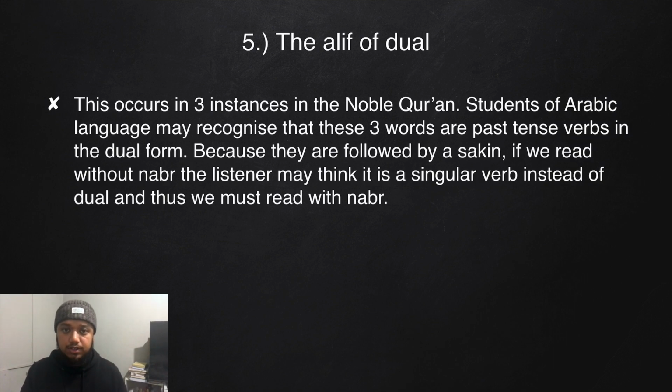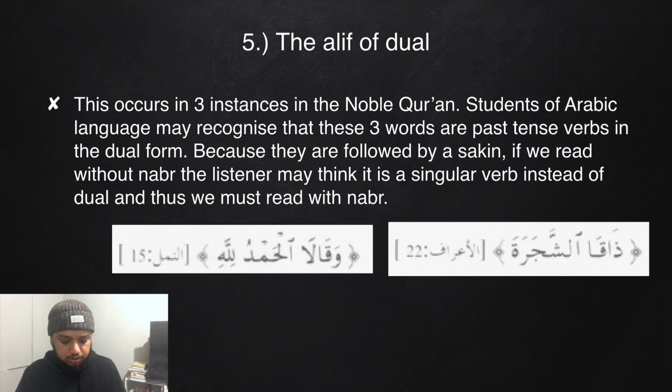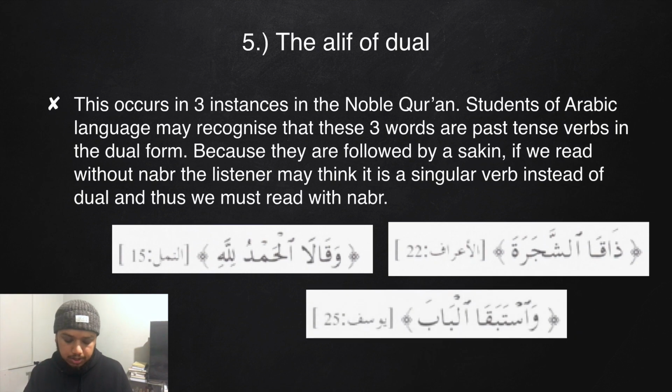As I mentioned, for this specific instance, because it only applies to 3 particular words, it's easier just to learn the words and remember we must do nabr here, but of course I've mentioned the reason why. So the 3 examples are ذاق الشجرة وقال الحمد لله and واستبق الباب. Here in the word ذاق, we have the alif of dual, but because it is followed by shaddah, of course we connect it to the shaddah because we mentioned that shaddah is like a magnet. It attracts whatever haraka is before it.